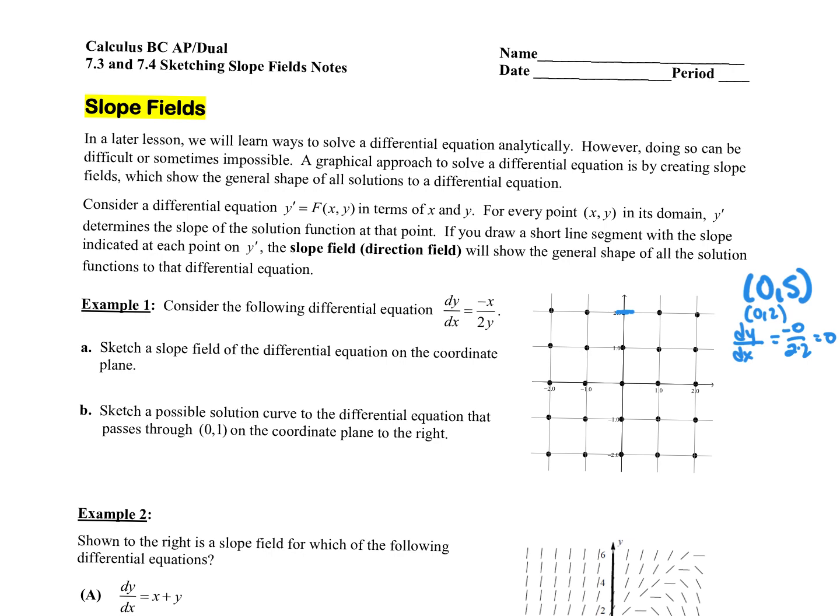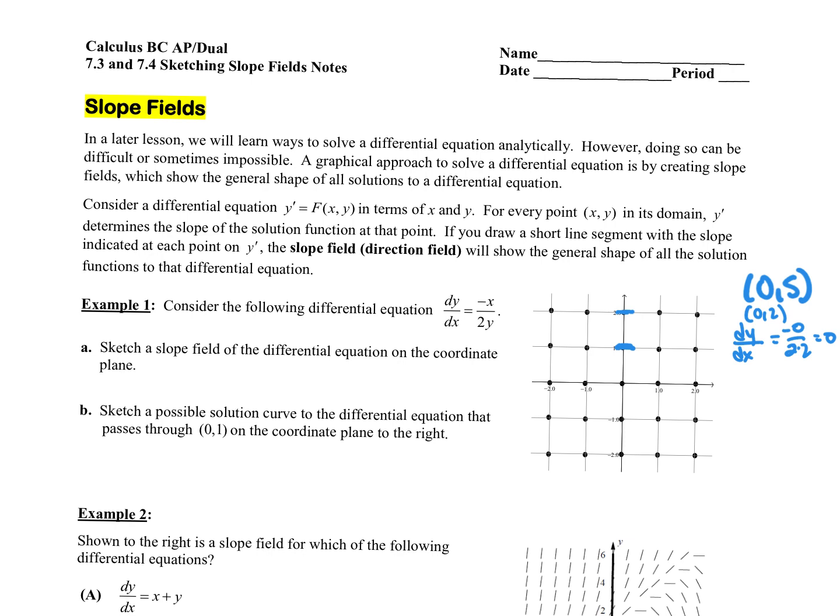Where else on this graph will the slope of the tangent line be horizontal? What other points besides 0, 2? 0, 1. Will it be 0 at 0, 0? Yeah, what's going to happen at 0, 0? What will dy dx be? 0 over 0, which is undefined, right? So there will not be a tangent line at all here. It's undefined. There will not be a slope there, right? There will be a tangent line there, but there will not be a slope there, okay?